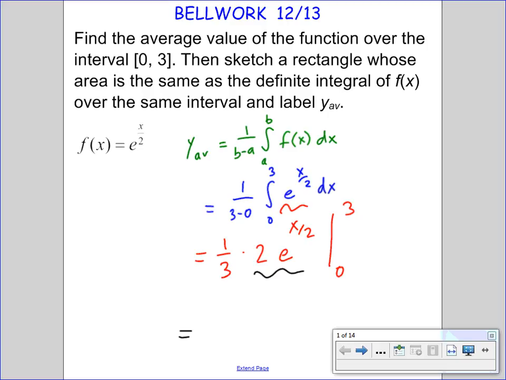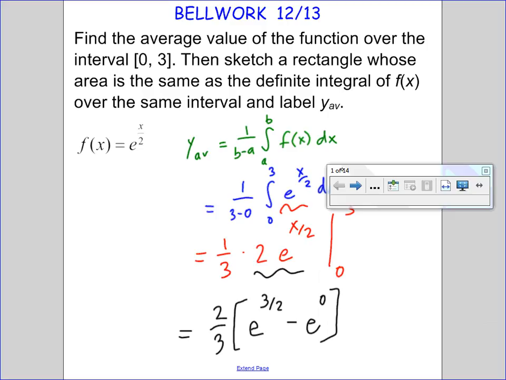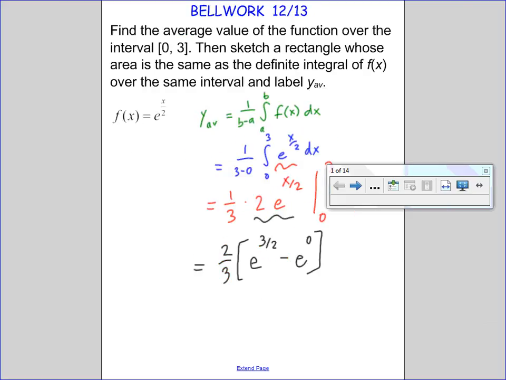Now I'll continue. It looks like I've got 2/3. And I'll evaluate e to the 3/2 minus e to the 0. I can get an exact answer. And now I get e to the 0 is 1. So I get 2/3 times e to the 3/2 minus 1.